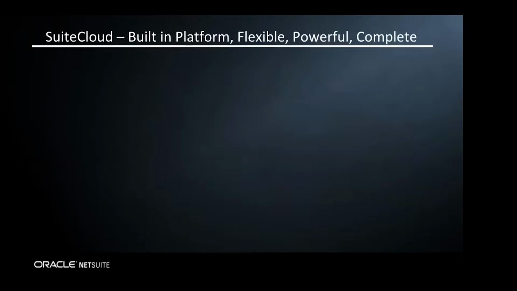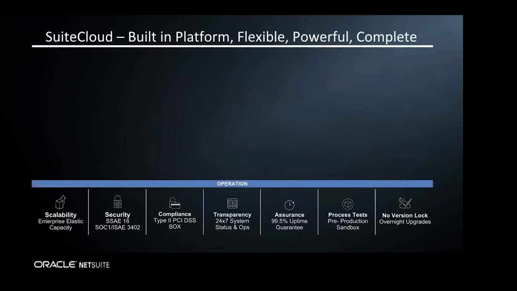that is flexible, powerful, and complete, called the SuiteCloud Platform. It begins with a foundation that is scalable, secure, compliant, and transparent, as you'll have 24/7 system status reports online. You have a 99.5% uptime guarantee, and you can test anything prior to going into production with your Sandbox account. Now, with any of these new feature updates and upgrades, there's no version lock, so you can take advantage of these features whenever you choose, right after they're rolled out to your instance.